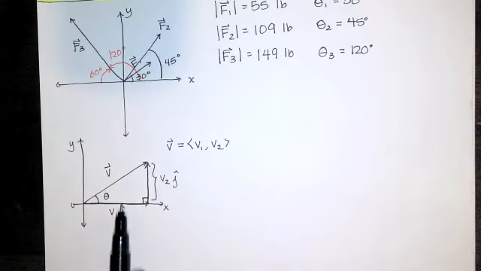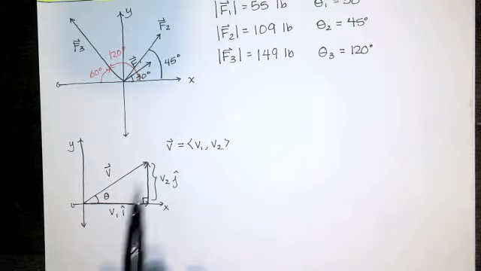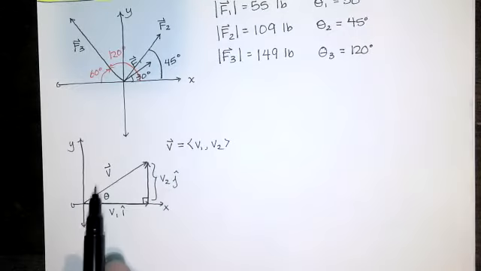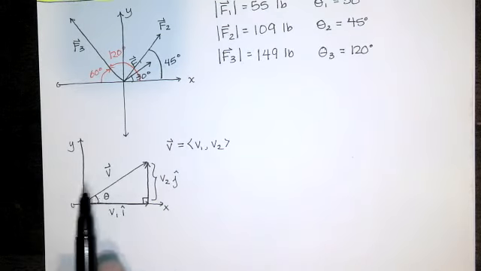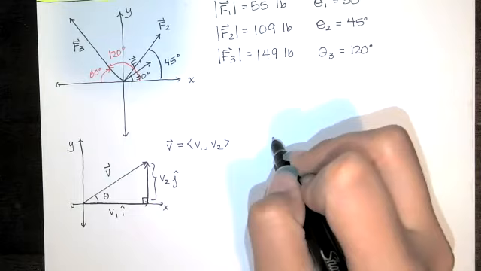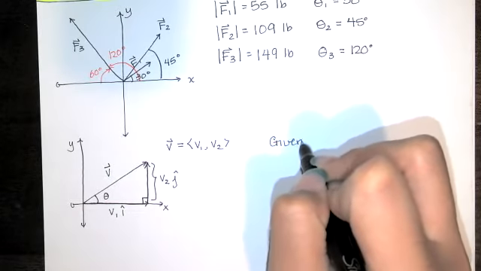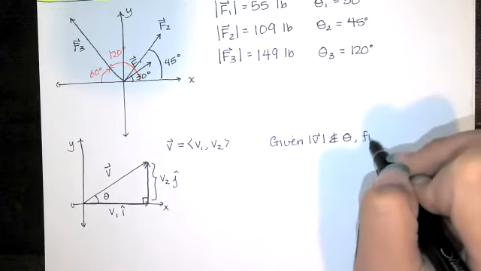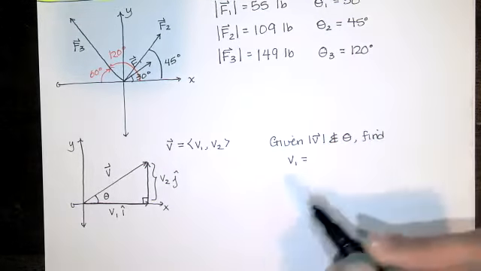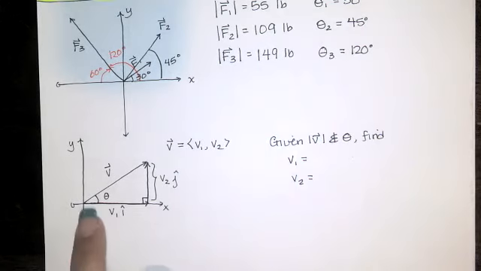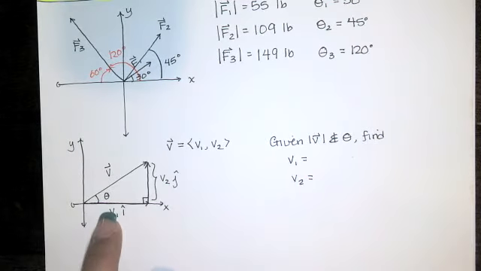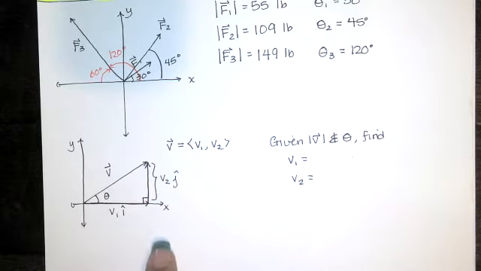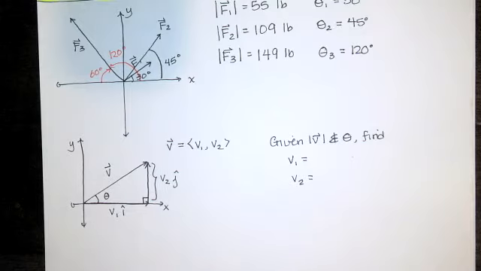The question is, well, how do we find that number V1 or that number V2 if we know the magnitude of the vector v and we also know this angle? So let's say we're given the magnitude of v and theta, we might want to find V1 and V2. Find that adjacent side, the side that's adjacent to theta. It's not the hypotenuse, it's the other one. Or the side that's opposite theta, it's not the hypotenuse. Well, you can just use a little trig to figure that out.